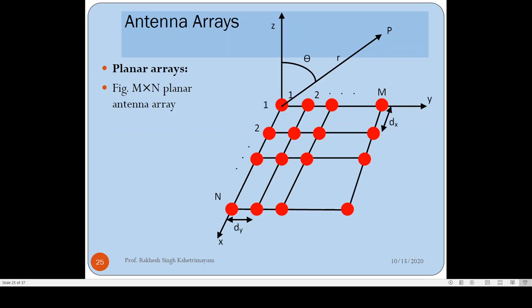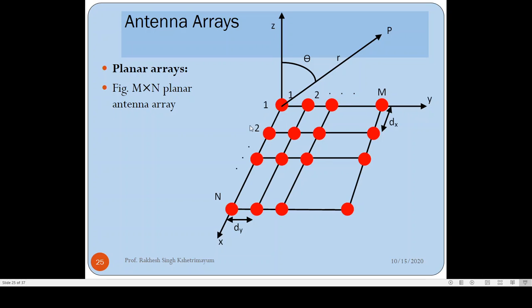You can even have planar antenna arrays. Instead of arranging the antennas in one line, you can arrange the antenna array in a plane. This diagram shows that. Along the y-axis you have m elements, along the x-axis you have n elements, so the total number of elements here will be m by n. This is an m by n planar antenna array positioned along the xy plane.